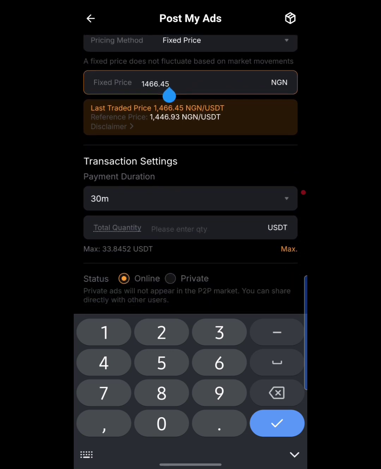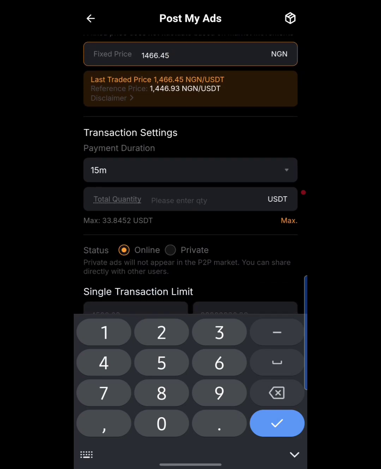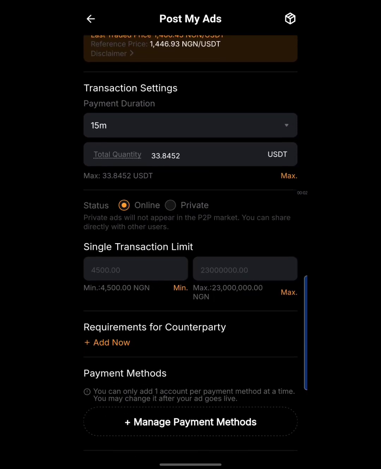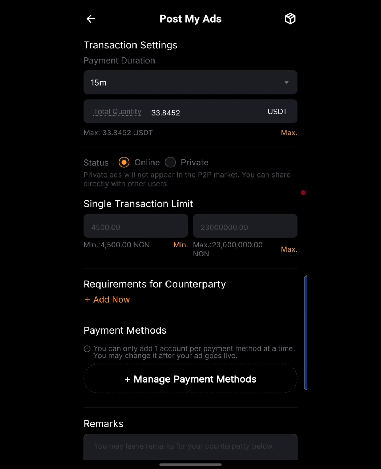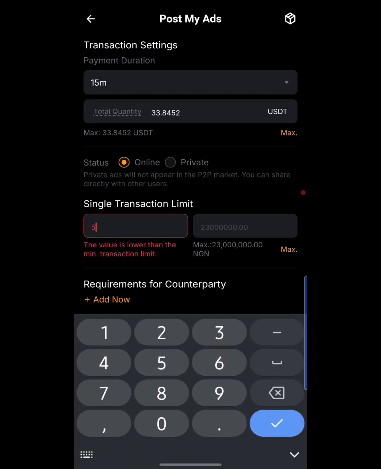I'm going to scroll down. So over here that says transaction settings, payment duration, I'm going to hit it and set it to be 15 minutes to actually trade faster and for more people to actually come buy from us. Okay, so down here that says total quantity, I'm going to hit on max. All right, so down below here, your status should be online and not private. All right, so I'm going to hit on this place right here. It says single transaction limit should be 5,000 naira. Okay, and the max should be 33 USDT is actually let's say 49,000. Okay, 49,000. All right, so that is it.